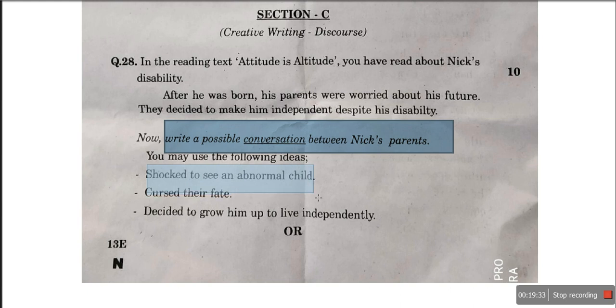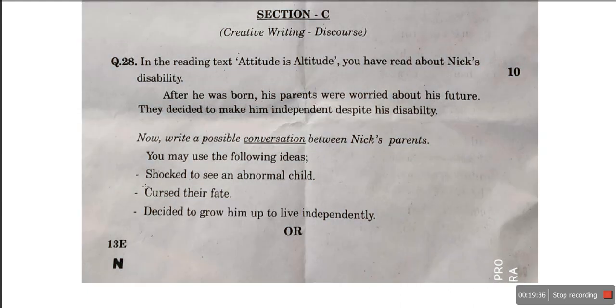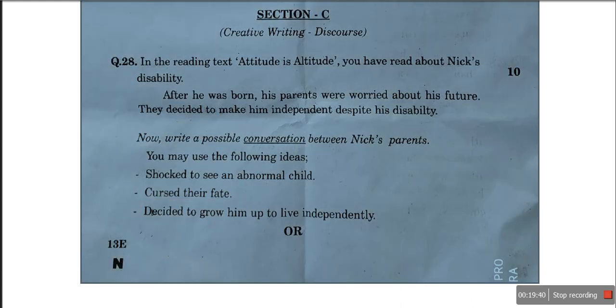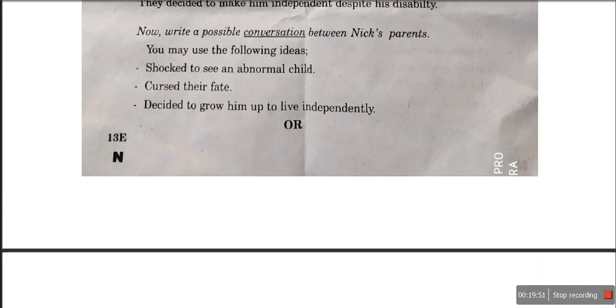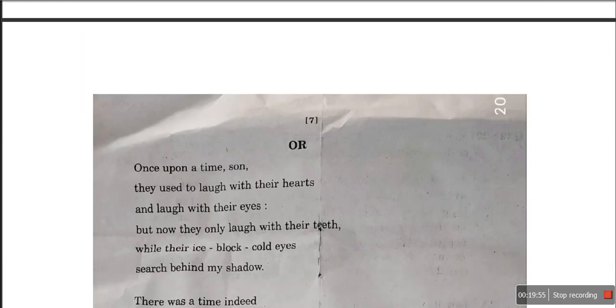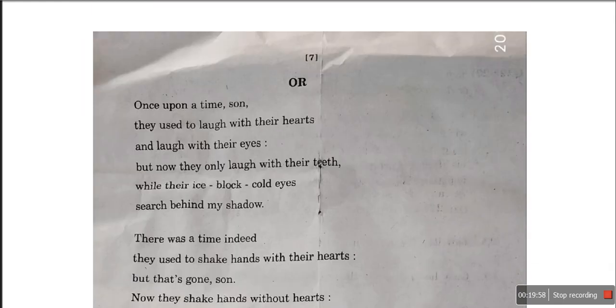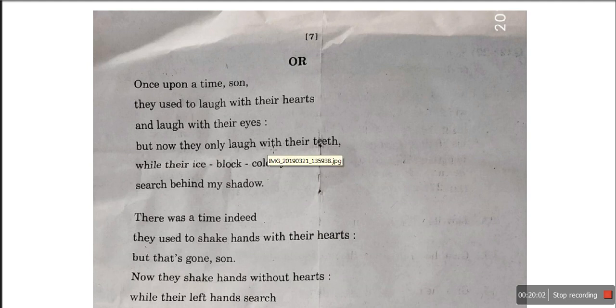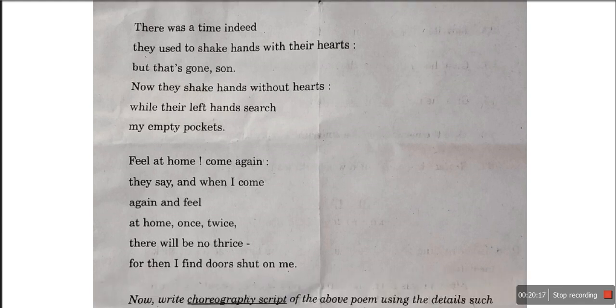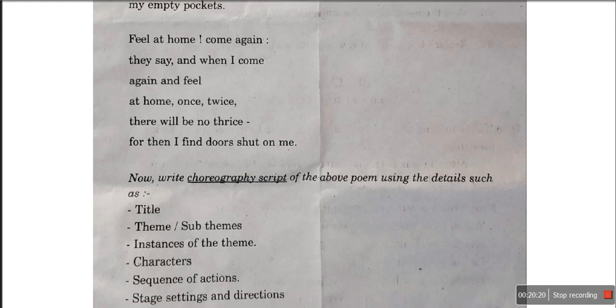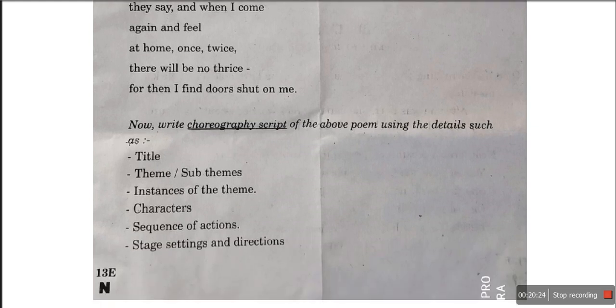They both were shocked to see the child, and how they were cursed by fate, and how they decided to raise him to live independently, like this. So we have to write it as a conversation. And the second option here is Once Upon a Time, where sons used to laugh with their friends. This poem, Once Upon a Time, was written by Gabriel Okara. So for this poem we have to write the choreography script. You know friends, the pattern and format of a choreography script, I think you have already practiced and written. This is the format of every choreography script.